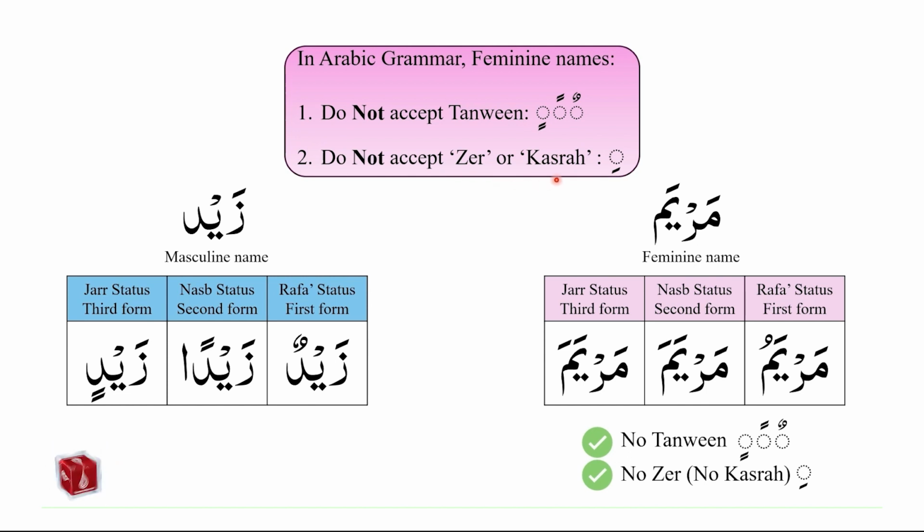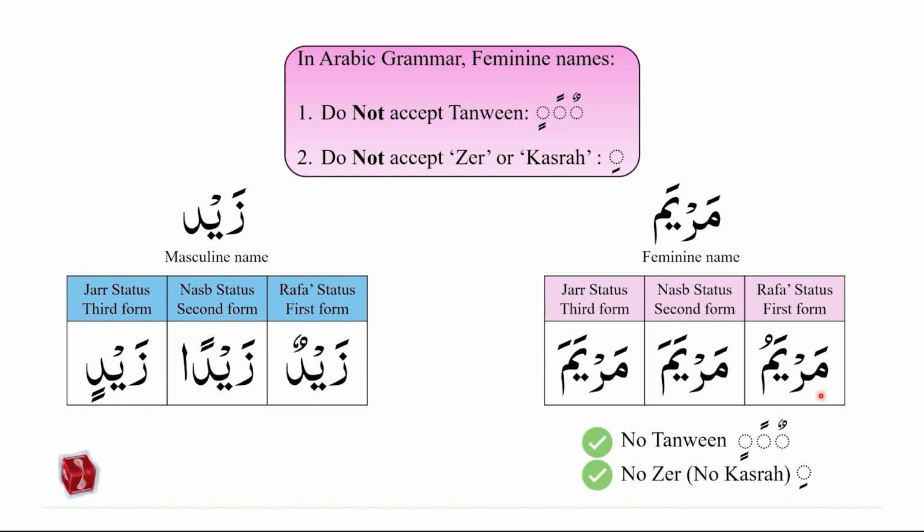Let us look at the example of a masculine name such as Zaid. In rafa status, we have Zaidun. In nasab status, we have Zaidan. And in jar status, we have Zaidin. So the three forms of ism Zaid, which is a masculine name, are Zaidun, Zaidan, Zaidin. Now let us look at the feminine name, which is Maryam.